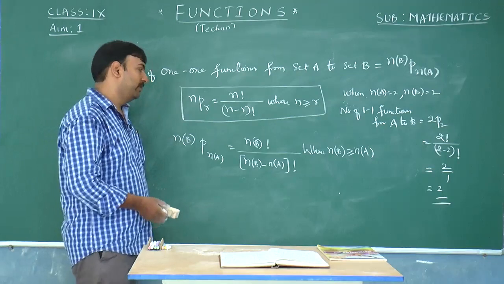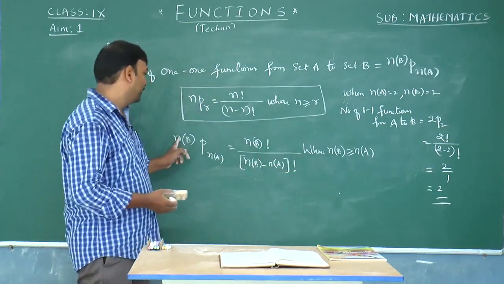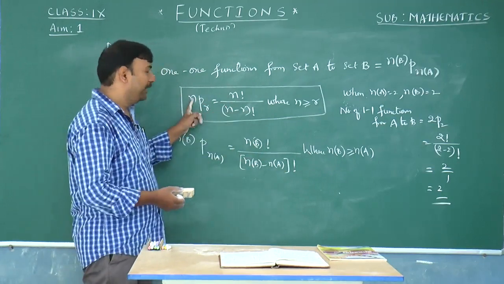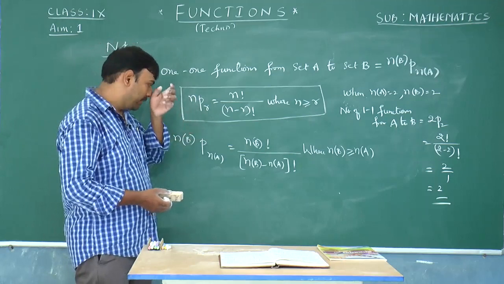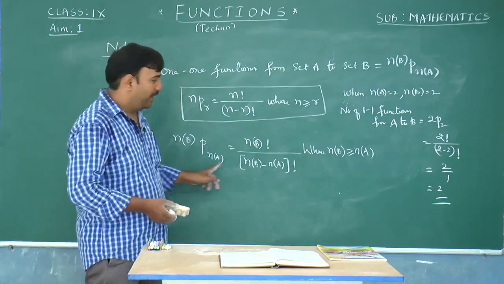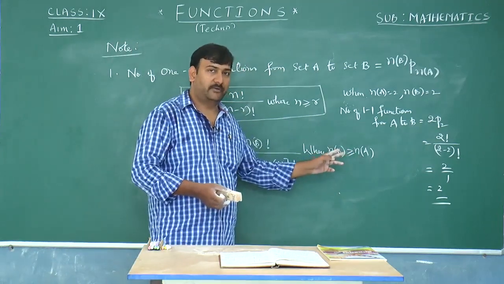And observe carefully, the formula is valid only when n(B) is greater than or equal to n(A). As you know, nPr is valid only when n is greater than or equal to r. In exactly the same way, this formula of one-to-one functions is also valid only when n(B) is greater than or equal to n(A), or n(A) is less than or equal to n(B).